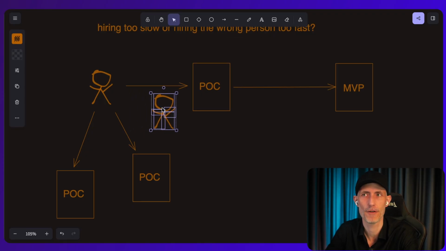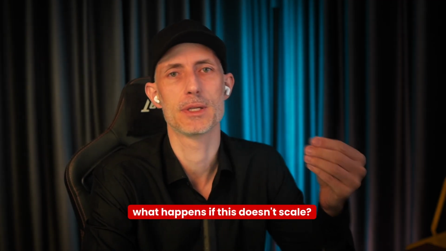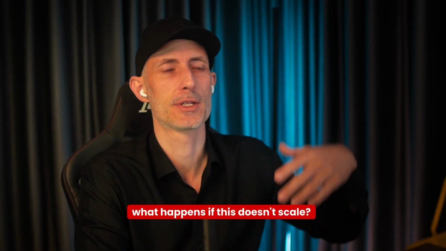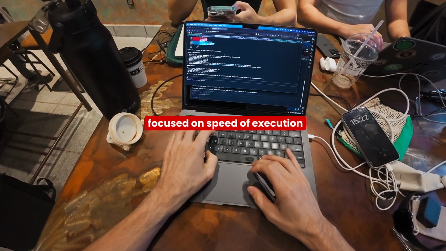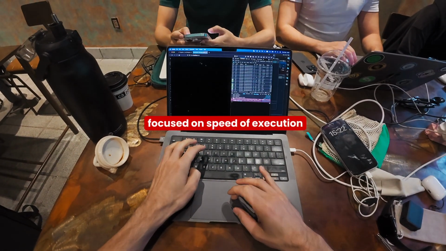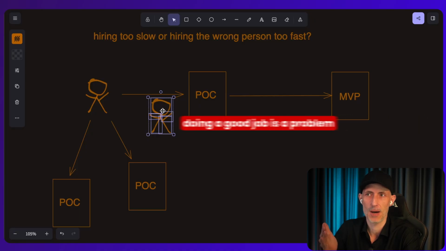If you're hiring too fast and you have a developer who you instruct to do something, a developer is always a person who thinks, okay, what happens if this doesn't scale? Or if there's something that's not optimal here. Developers have a very hard time being focused on speed of execution. Usually they want to do the job right, because that's what we get taught all the time in computer science: scalability, database normalization. We always try to do a good job. Now, doing a good job is actually a problem.